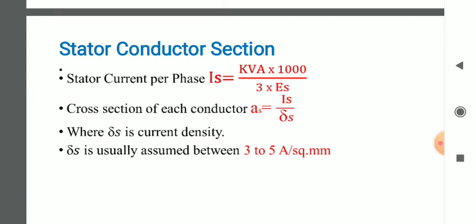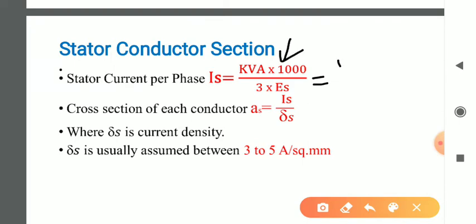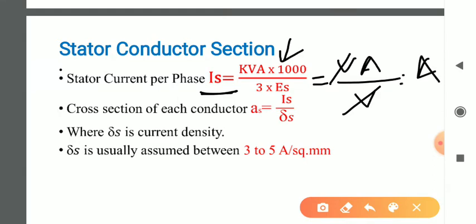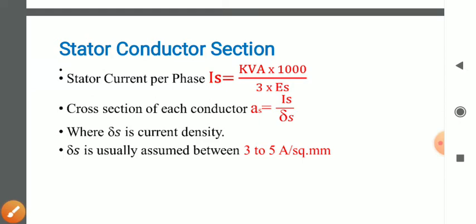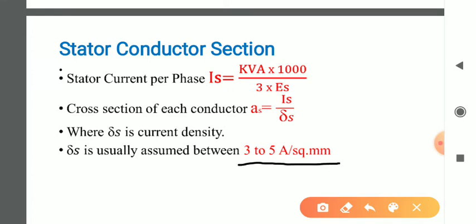And Is is calculated as kVA x 1000 divided by 3 Es. Now kVA x 1000 is VA, divided by 3 Es. Es is in volts, so the V gets cancelled, and you get Is, the stator current, in amperes. And remember the usual value of the current density del S is 3 to 5 ampere per millimeter square.